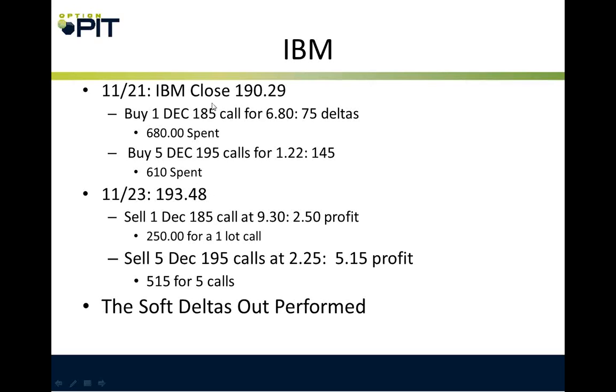Now, a couple days later, IBM's up $3. My one call that I spent $680 on is worth $9.30, and I make $250. You know what? I'm never going to be mad at you for making a $250 trade. But my five calls, which I spent $70 less on, are up $515. That's pretty darn near close to 90% in 2 days. Soft deltas do way better when implied vol is in the toilet.